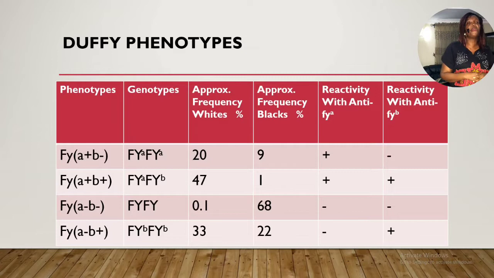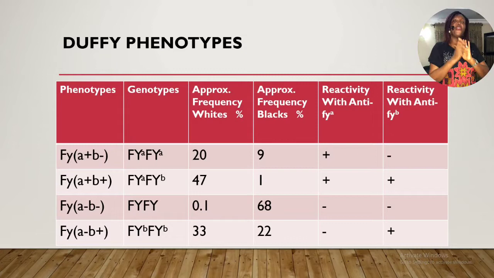The second group of individuals have Duffy antigen A and Duffy antigen B. Obviously, as shown on the table, their genotype is FYA/FYB.